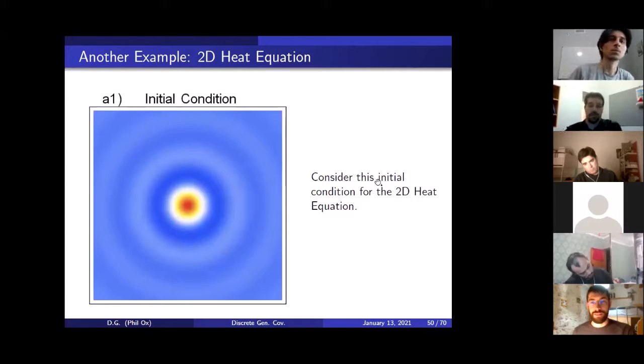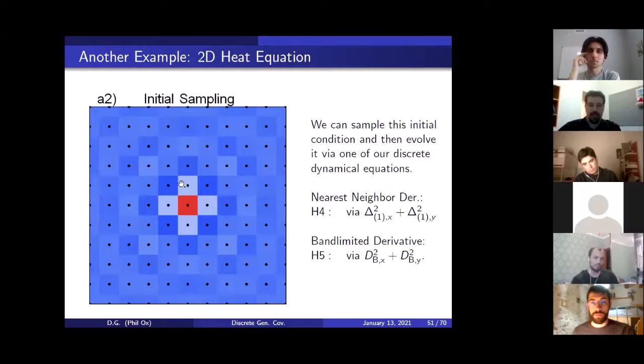So consider this initial condition for the 2D heat equation that we've been talking about, right? We can sample this initial condition on this square lattice, let's say, and then evolve it by our dynamics in one of two ways. Let's make up a new heat equation H4, which is the nearest neighbor derivative in the x direction and the nearest neighbor derivative in the y direction. And then H5 is these two infinite range derivatives in the x and y directions.